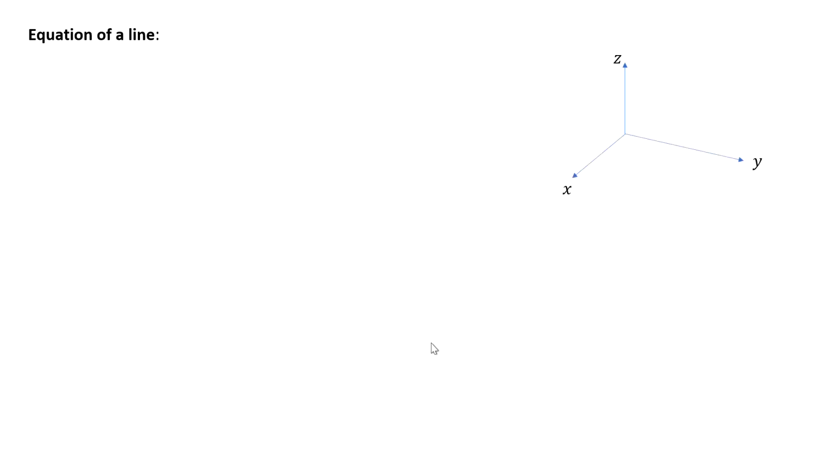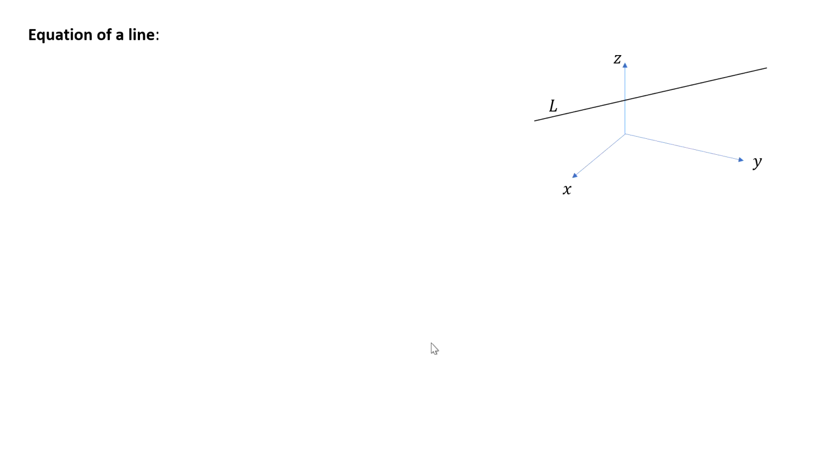So check this out. Let's say we have an xyz coordinate system. That's a 3D coordinate system. And we need to show that line. That line is actually in space, that means in three dimensions. So how do we write the equation of this line?